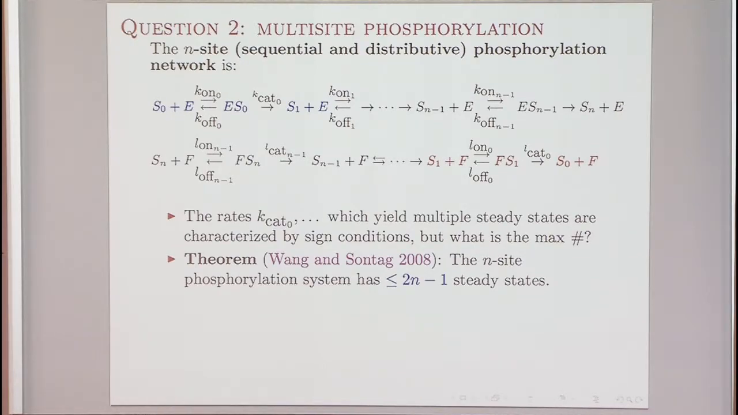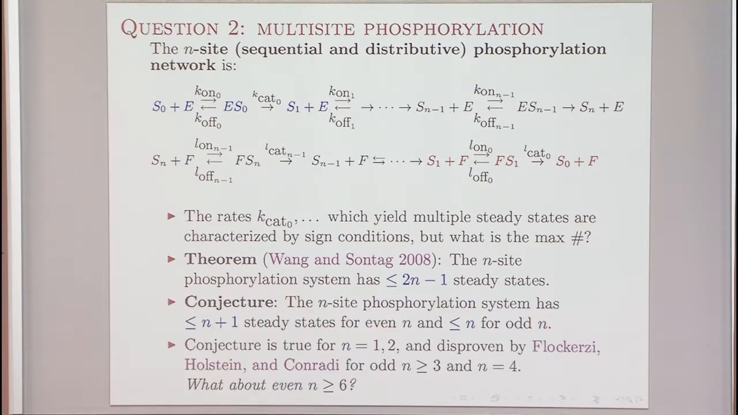It's known by work of Li Ming Wang and Eduardo Sontag that you don't have any more than 2n minus 1. This bound is known, but they conjecture that 2n minus 1 is actually not tight, and in fact it should be n plus 1 or n, depending on the parity of n. What is this diagram?